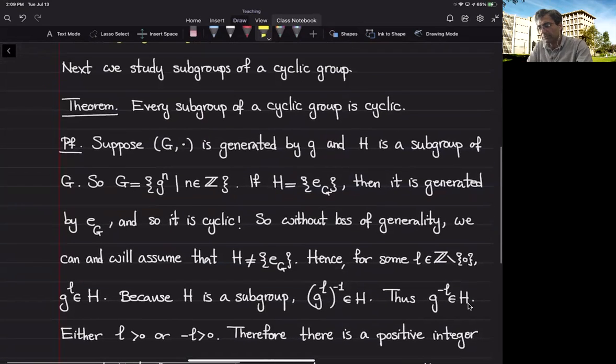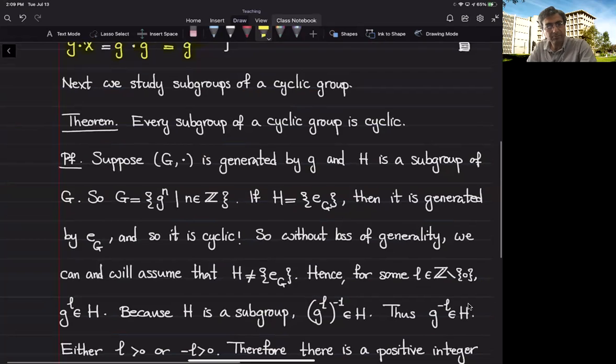Now, next what we want to do is to study subgroups of a cyclic group. The following theorem is an important result. You will be using it later in other courses of algebra, and the idea is also crucial, so please pay attention to this theorem. Every subgroup of a cyclic group is cyclic. So every subgroup of a cyclic group is cyclic. So let's see how we can prove this.